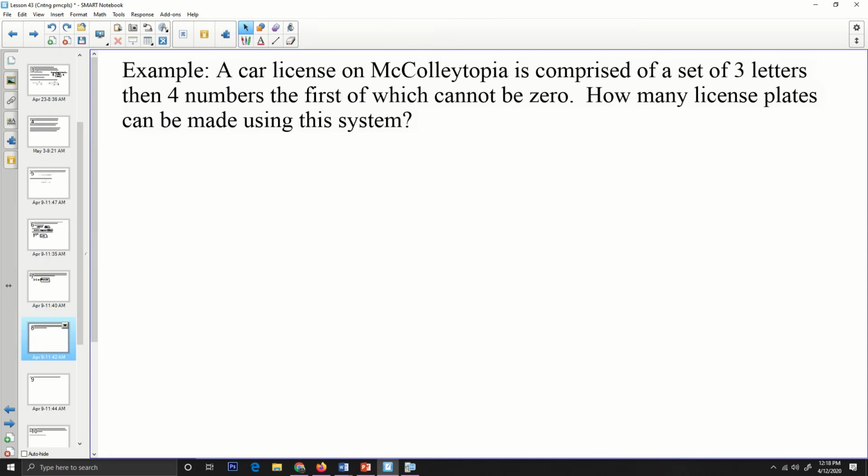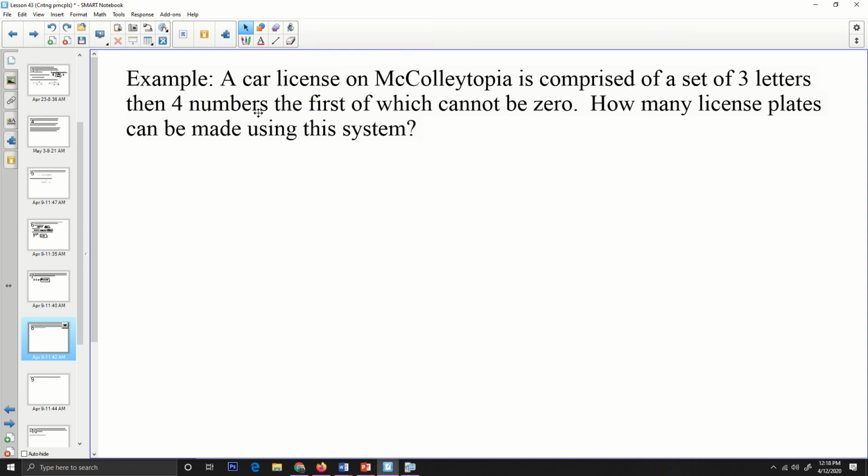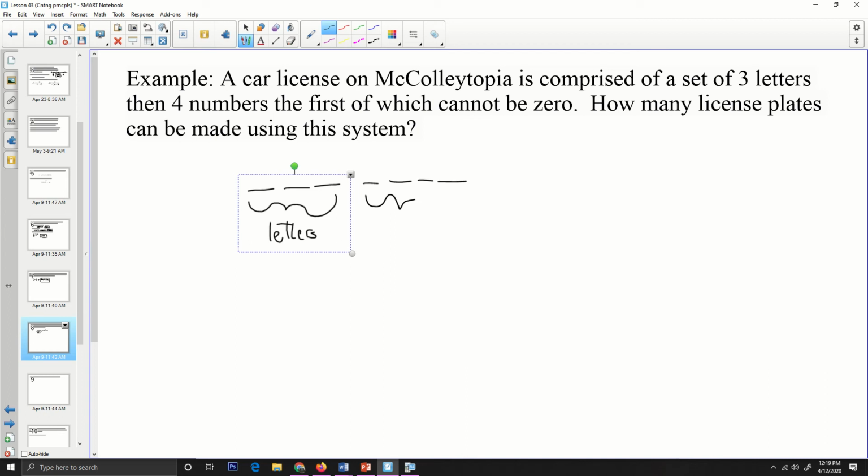Example: a car license on Macaulaytopia is comprised of a set of 3 letters and 4 numbers, the first of which cannot be 0. How many license plates can be made using this system? Okay, so I can have 3 letters. Let's draw this out, and this isn't the way that you would normally do it, but I have 3 letters. I have 4 numbers. And this one can't be 0. If I could pick any letter for any of these, there's 26 different letters. So there's 26 for each, and we'll say each of these is an event. We choose the first letter, the second letter, the third letter.